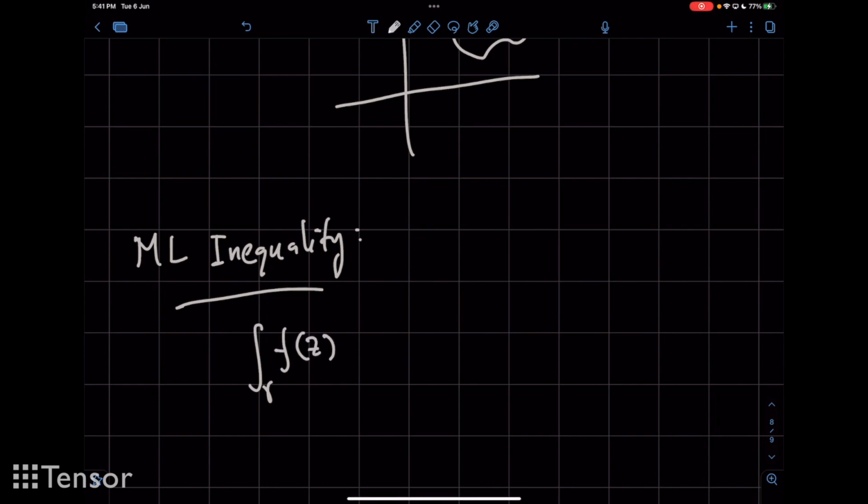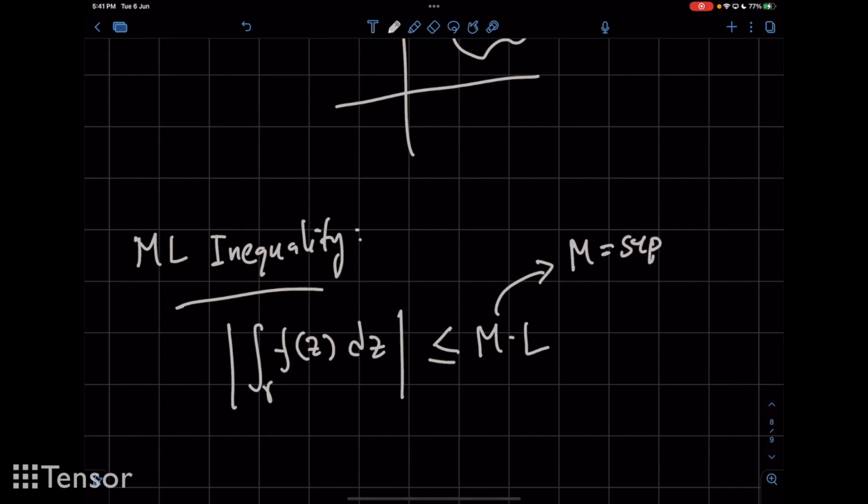So the ML inequality gives us a bound on the integral. It says that the absolute value of this integral is smaller than or equal to M times L. Now, what is M? M is the supremum of f in the image of gamma. Also, for this theorem to hold, we don't need gamma to be a closed curve. Gamma can be any differentiable curve. And L is the length of gamma.